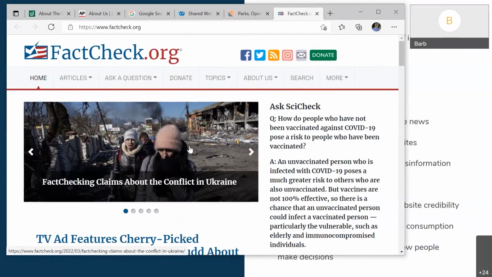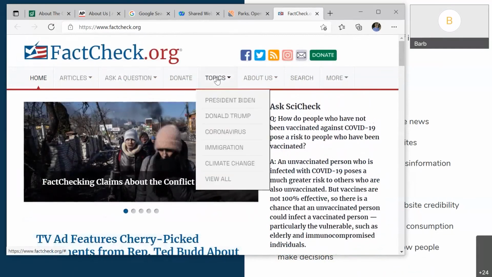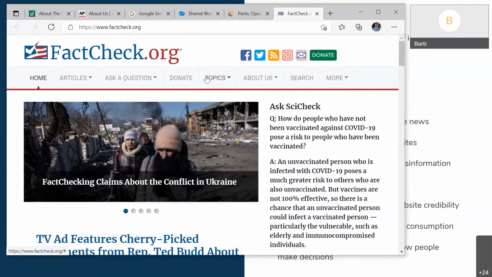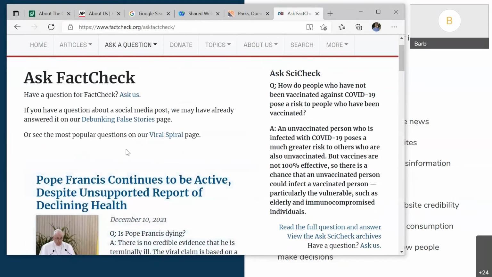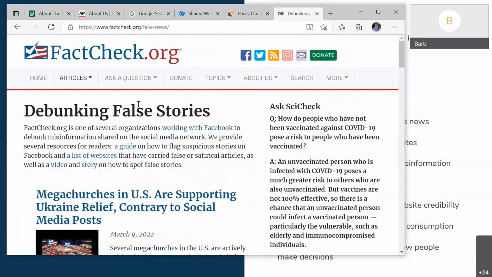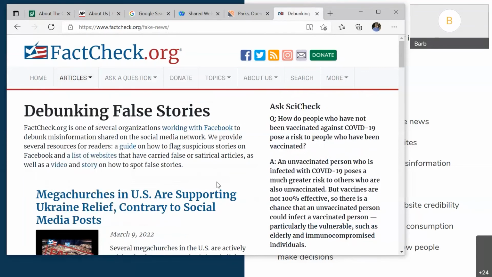So this is FactCheck.org. It's got a lot of options for you here. You can look by topic. You can see it's got all of the things that people are likely to want to fact check. It also has a way to contact them specifically. They've got a whole page called Debunking False Stories. So if you went over here under articles, fact check posts, debunking, all of that. But what you're probably going to want to use most is just the search button here.